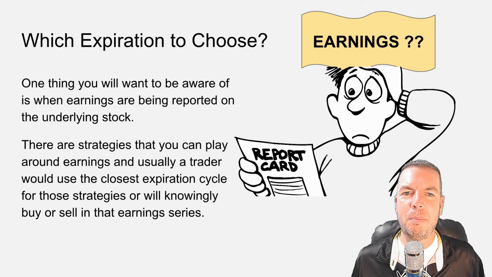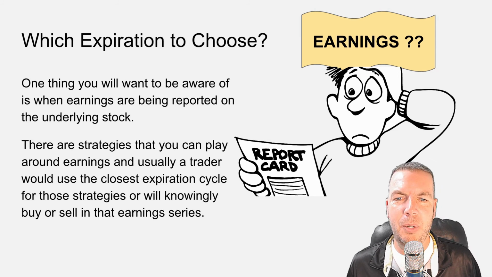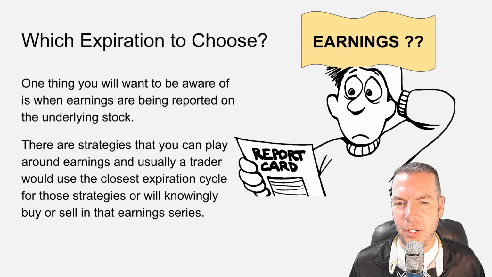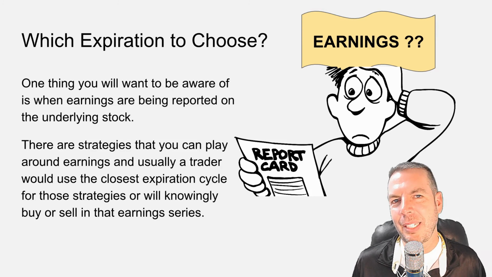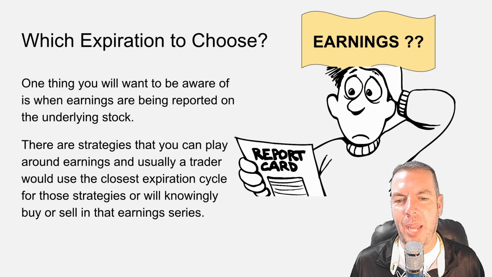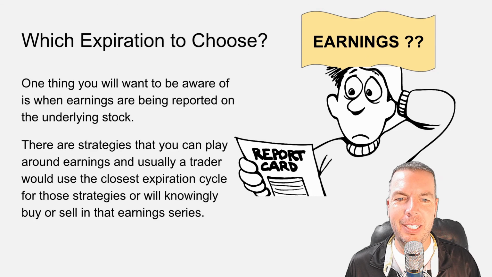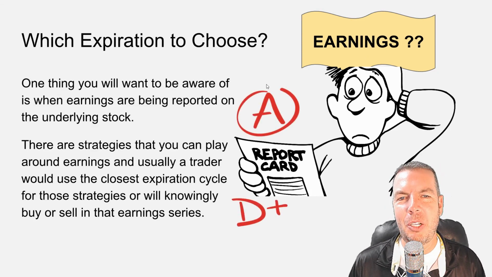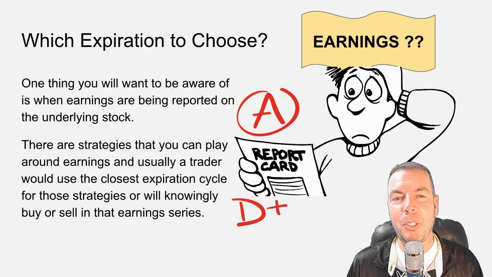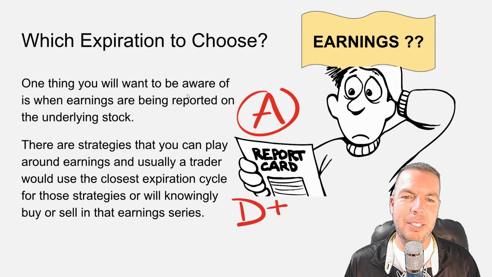One thing you'll want to be aware of is earnings, and when earnings are being reported on the underlying stock. There are strategies that you can play around earnings, and usually a trader would use the closest expiration cycle for those strategies, or will knowingly buy or sell in that earnings series. Depending on when the earnings is, you don't want to buy or sell an option if you don't know when those earnings are, because it could actually come out and bite you.